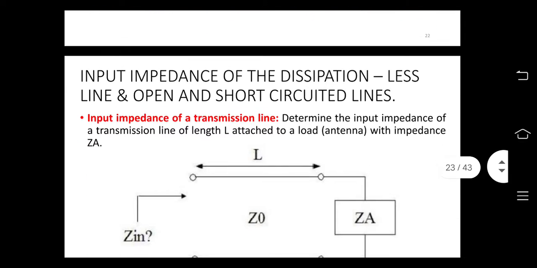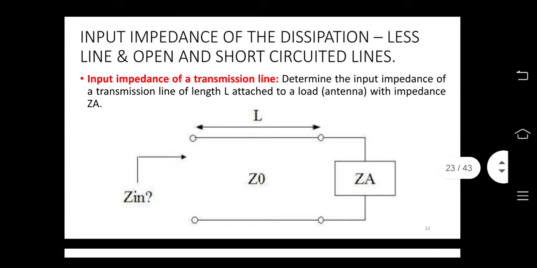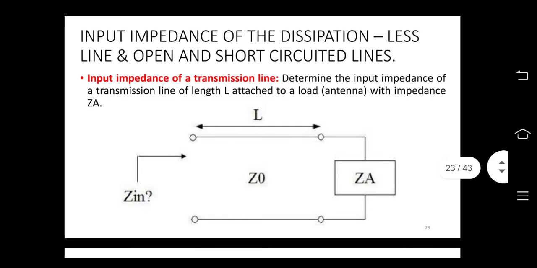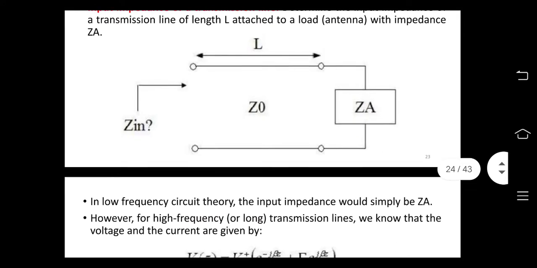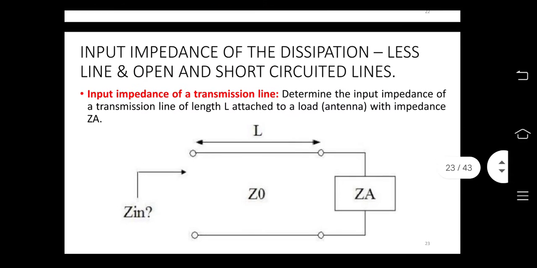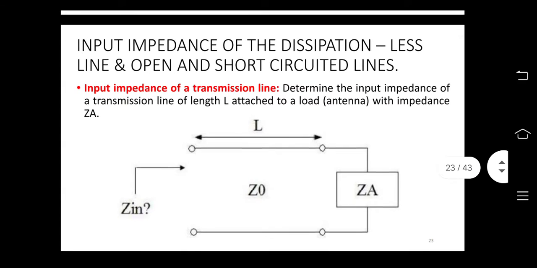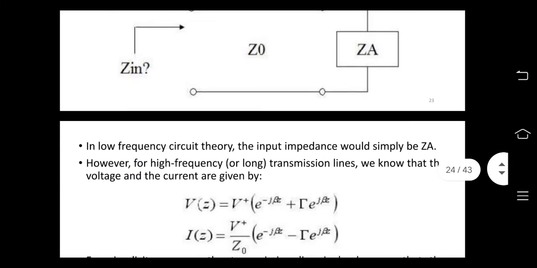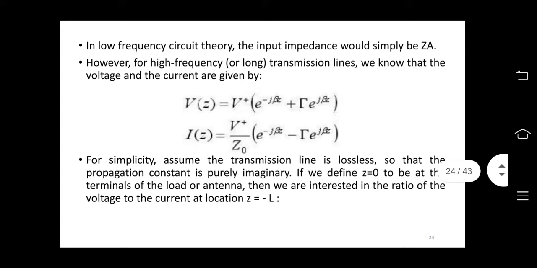The input impedance of the dissipationless line and open and short circuited lines. To determine the input impedance of the transmission line of length L attached to a small load antenna with impedance ZA, let's consider this diagram. Zin is the input impedance, L is the length of the transmission line, and ZA is the antenna's impedance. Z0 will be the characteristic impedance. In low frequency circuit theory, the input impedance would be simply ZA.